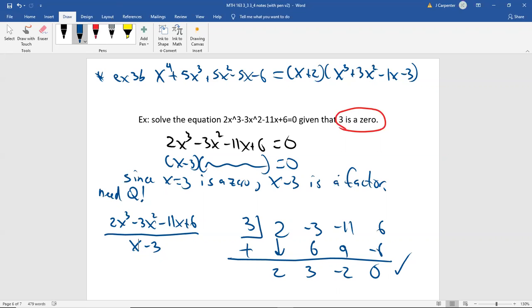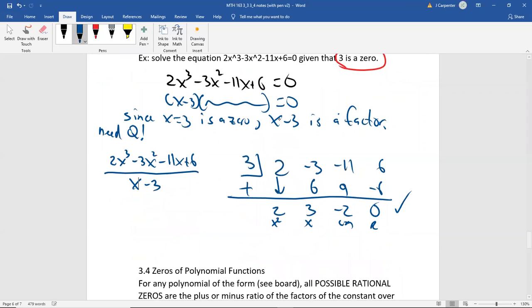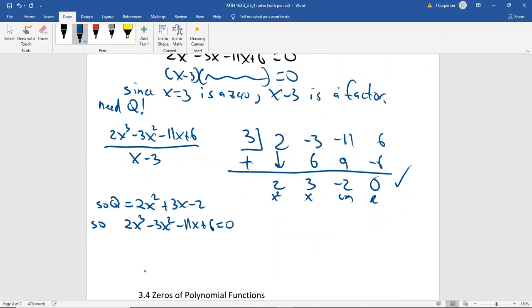But now what we have from right to left is the remainder, the constant, the coefficient of x and x squared. So we can say that the quotient is 2x squared plus 3x minus 2, which means 2x cubed minus 3x squared minus 11x plus 6 equals 0 will become the x minus 3, that was the factor, because 3 was a 0, x minus 3 is the factor, times the quotient.